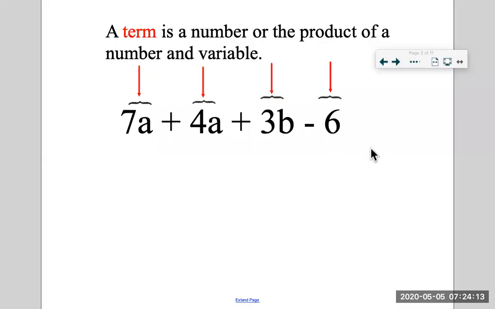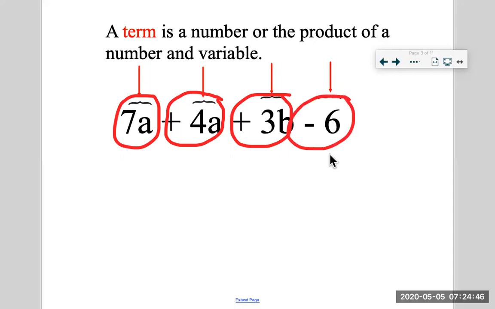So let's review some of the other vocabulary that's important. The word term refers to a number or the product of a number and a variable. So in this case, 7a is a term, 4a is a term, 3b is a term, and -6 is a term. So this is kind of important, that the negative sign in front of the 6 goes with that 6. So remember how when we talked about this before, I had you circle terms? You would always circle the sign that goes in front of either the variable or the number. And so this is a 4-term expression.